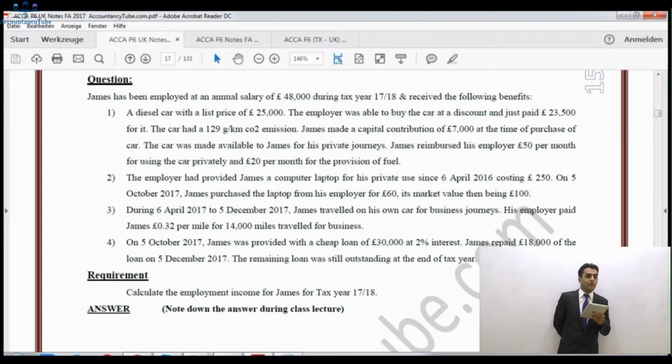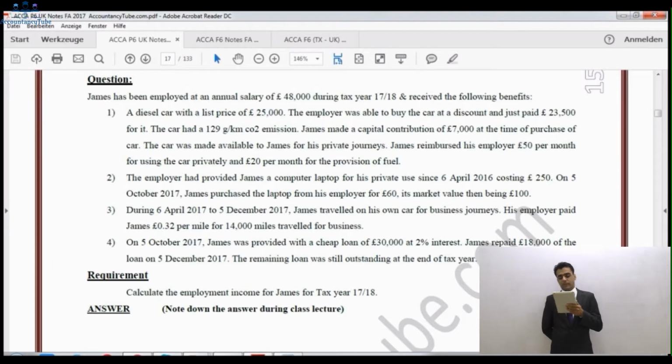So if the car is provided for the whole year, and there is no information given for specific months, we will assume that the car was provided for the whole year. So it will be £50 per month. 50 times 12, it's going to be £600 for the whole year for using the car privately, and £20 per month for the provision of the fuel.